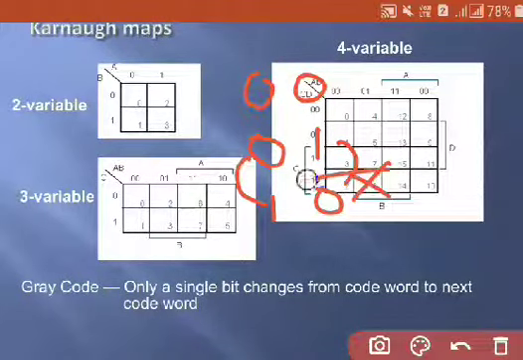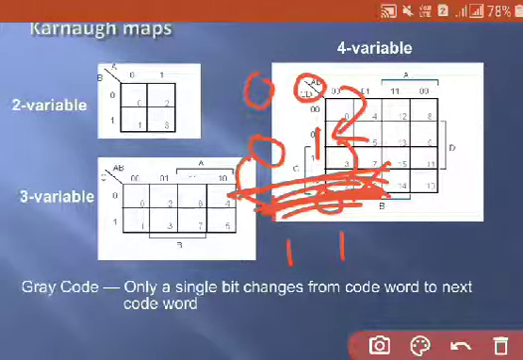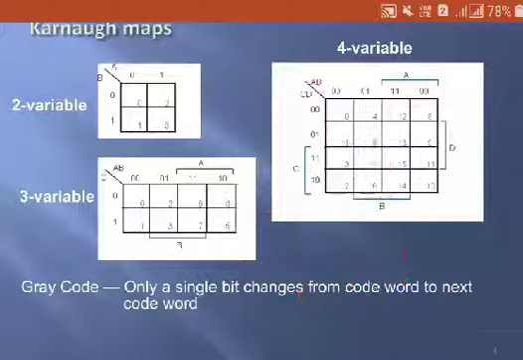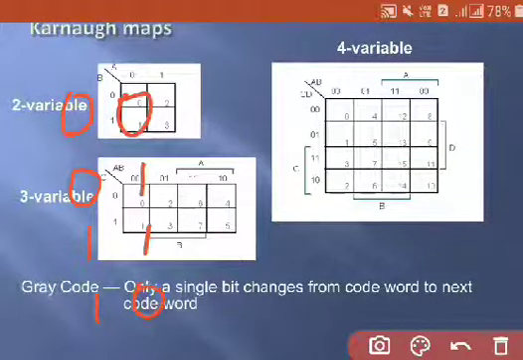That's why after 0 1, you will be getting 1 1. So from first to second only this bit has changed, and from second to third only this bit has changed. After this 1 1, again you will be having 1 0, and from third to fourth only one bit has changed. Only one bit has to change from one code word to another code word. So for two variables, the gray codes will be like this: first 0 0, 0 1, 1 1, 1 0. So this is the gray code.